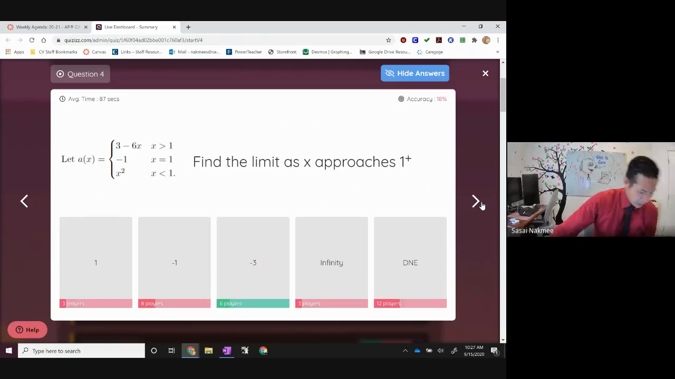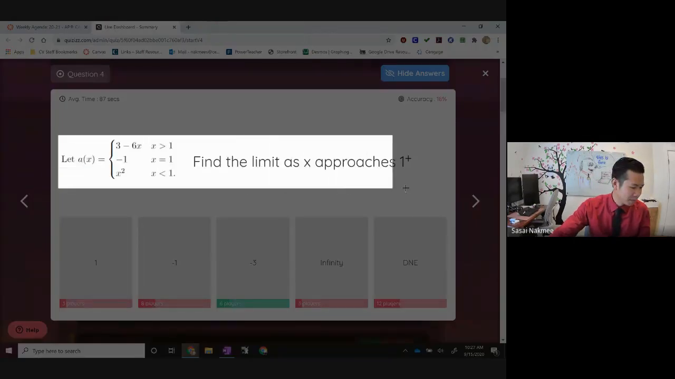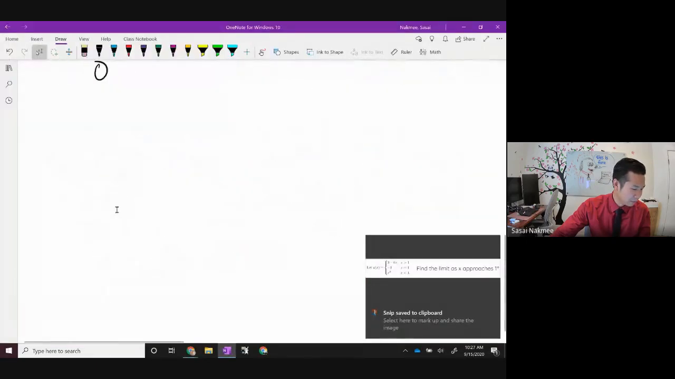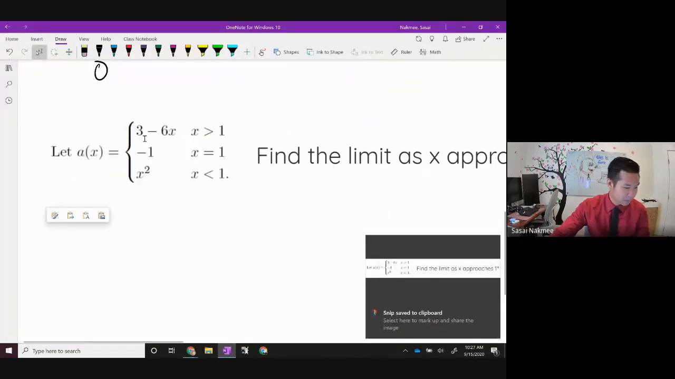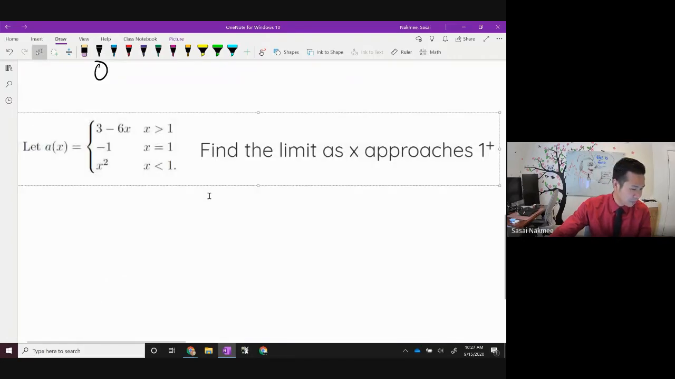All right, let's take a look at this one. Find the limit as x approaches 1 from the positive side. As x approaches 1 from the positive side. Let's take a look at this problem. Make that a little bit smaller so we can fit that all onto the screen.